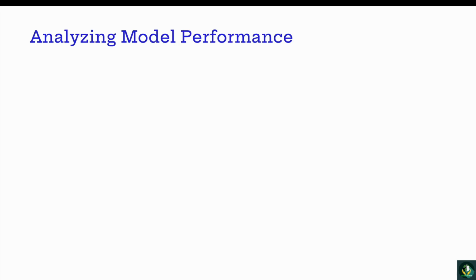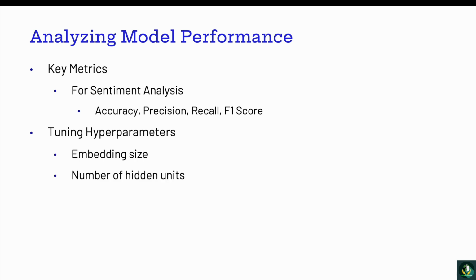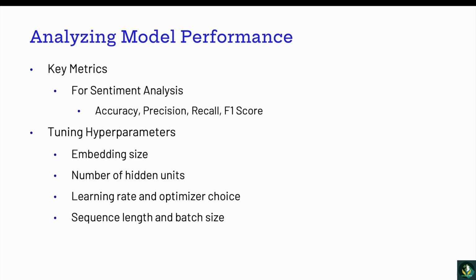Next, we're going to look at analyzing the model performance. Some of the key metrics we're going to look at for our sentiment analysis project are accuracy, precision, recall, and F1 score. Next, for tuning hyperparameters, we'll look at embedding size, number of hidden units, learning rate and optimizer choice, and sequence length and batch size.